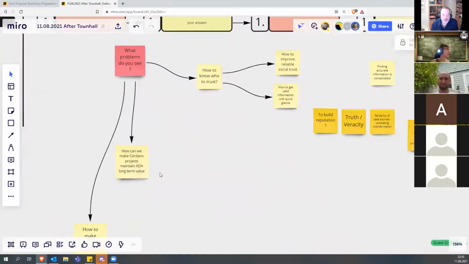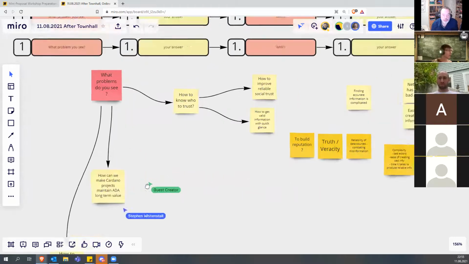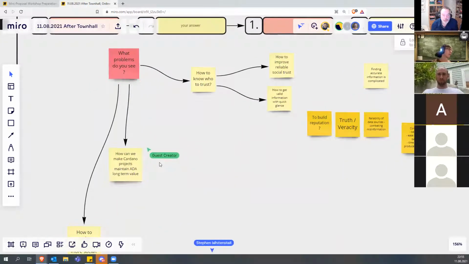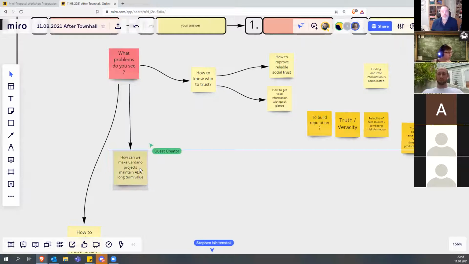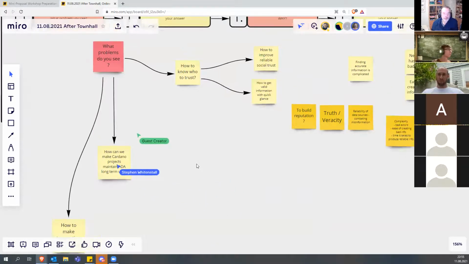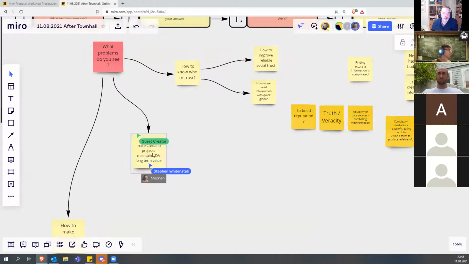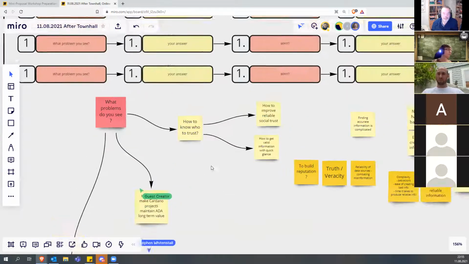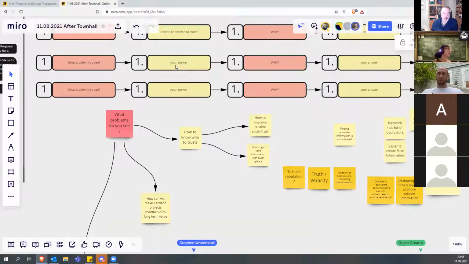How can we make the Cardano project maintain its long-term value? So why do we need to make the participants maintain ADA in the long term? Is it really needed?